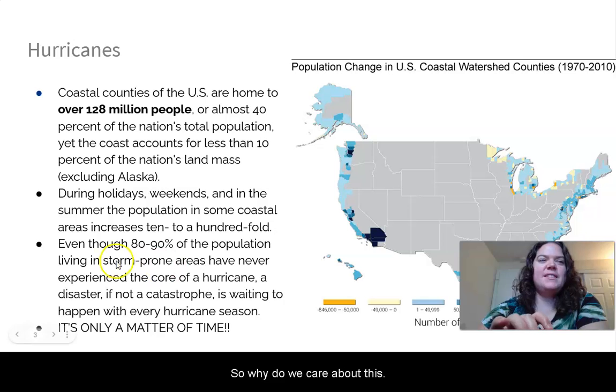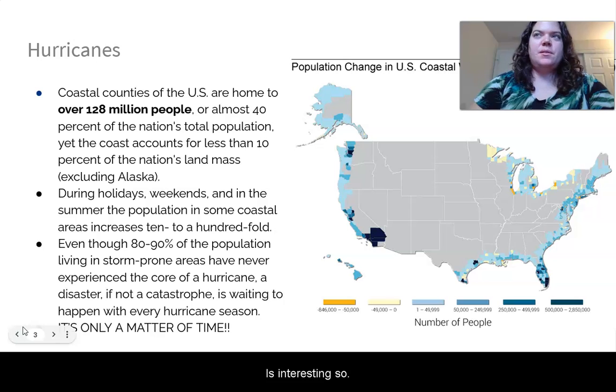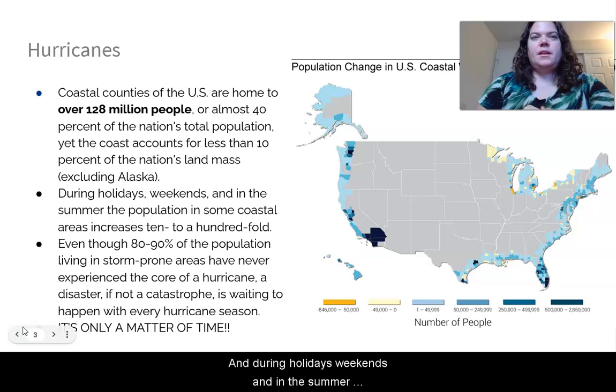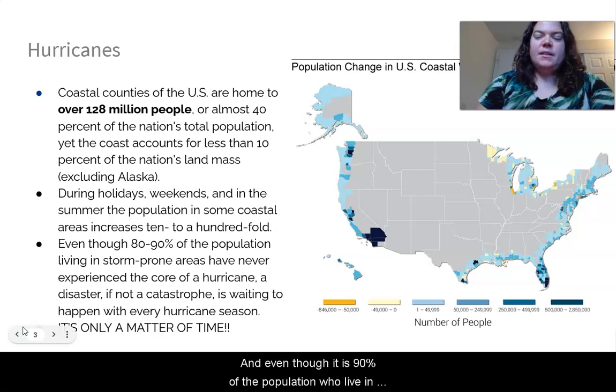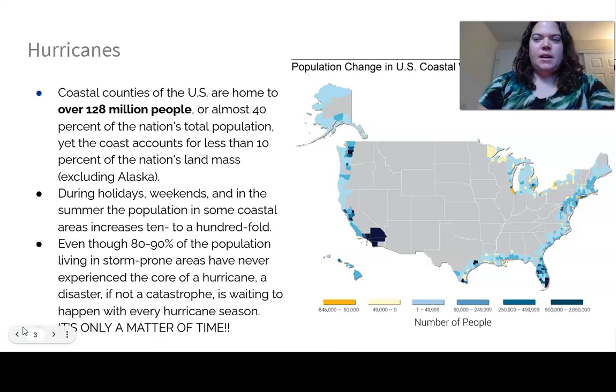So why do we care about this? Because the coastal counties of the United States are home to over 128 million people, or almost 40% of the nation's total population. Yet the coast accounts for less than 10% of the landmass, which is interesting. So we have a lot of people in small areas. And during holidays, weekends, and in the summer, the population can increase to almost 100-fold. And even though 80 to 90% of the population live in these storm-prone areas, most have never experienced the core of a hurricane. However, it's probably only a matter of time.